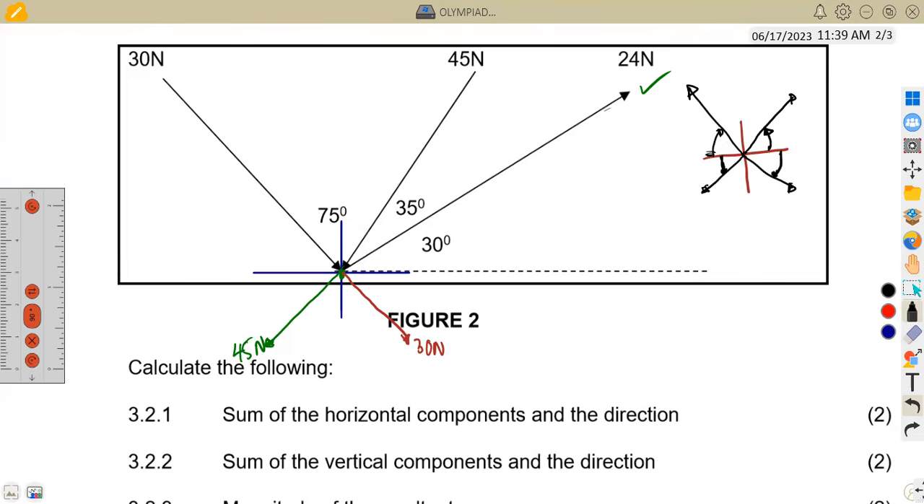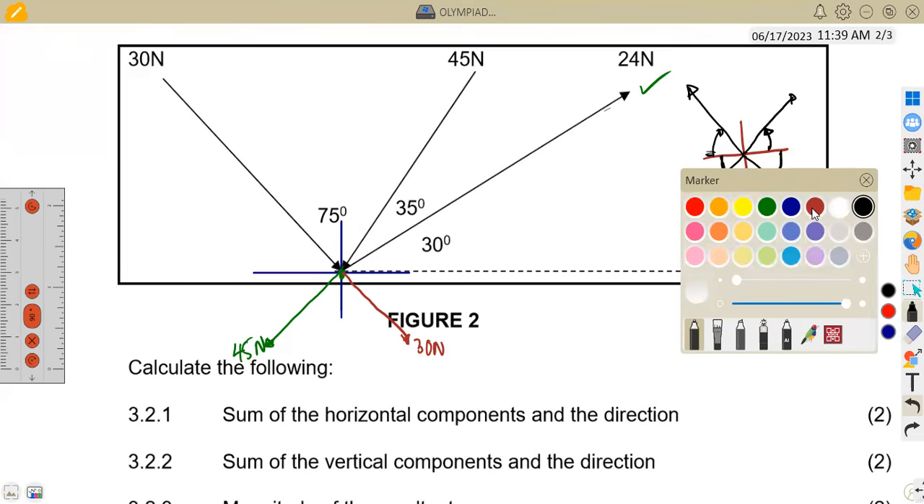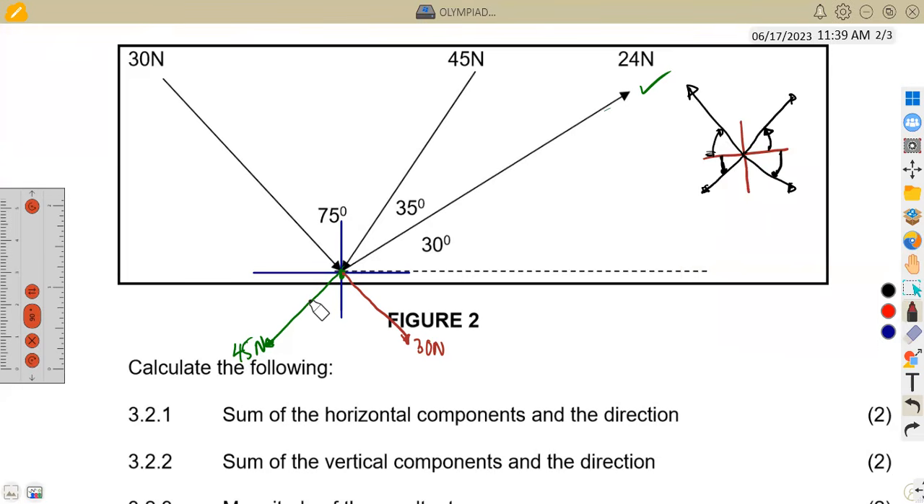So meaning to say, here we are supposed to determine the angle that the 45 Newton force makes to the horizontal line. We need the angle between the force and the horizontal line. Also on the 30 Newton, the one that we have extended on this part, we need the angle between this force and the horizontal line, just like what we have on the 24 Newton, where the 30 degrees is between the force and the horizontal line.